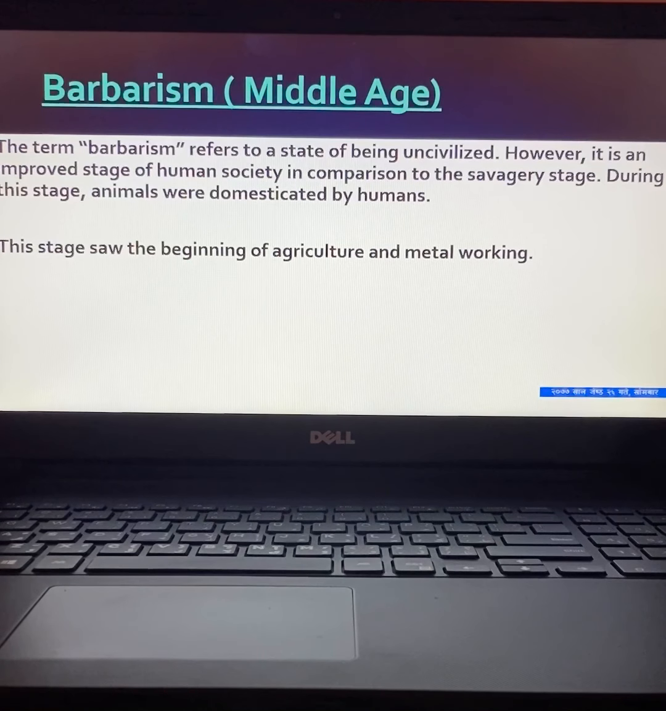However, it is an improved stage of human society in comparison to the savagery stage. Barbarism is an improved stage as compared to the savagery wild stage. During this stage, humans domesticated animals. Domesticated by humans means domesticated.